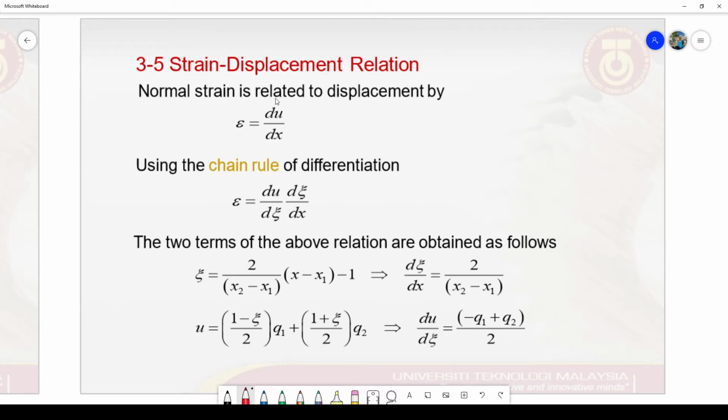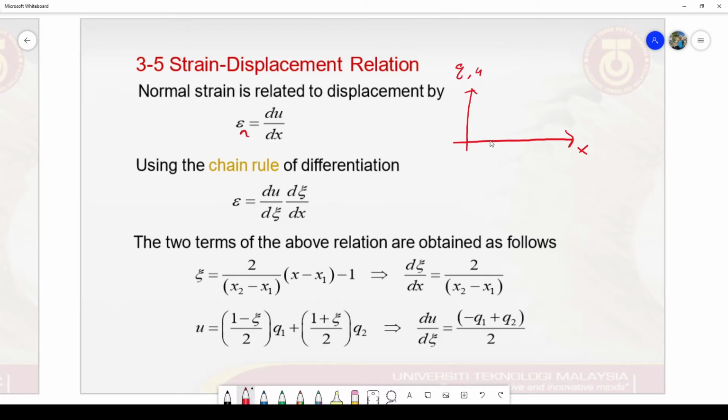The normal strain is related to displacement, where epsilon is equal to the gradient of displacement divided by the distance x. And this is the strain, if we can relate this to the x system, and then this is our q or u.